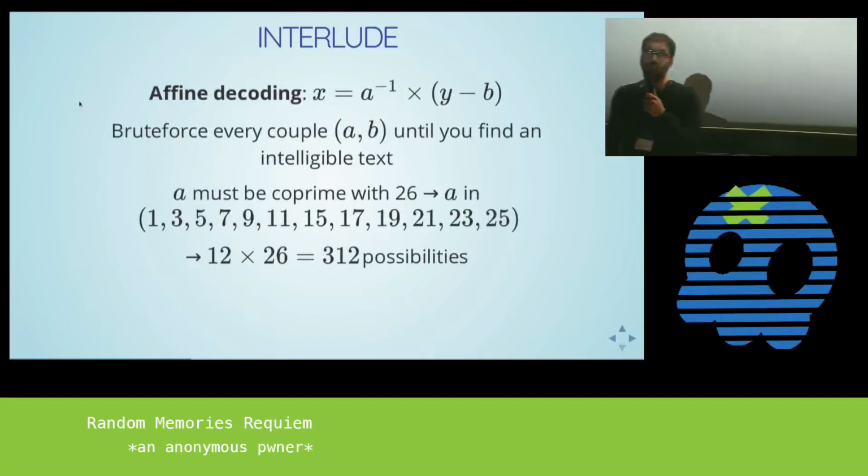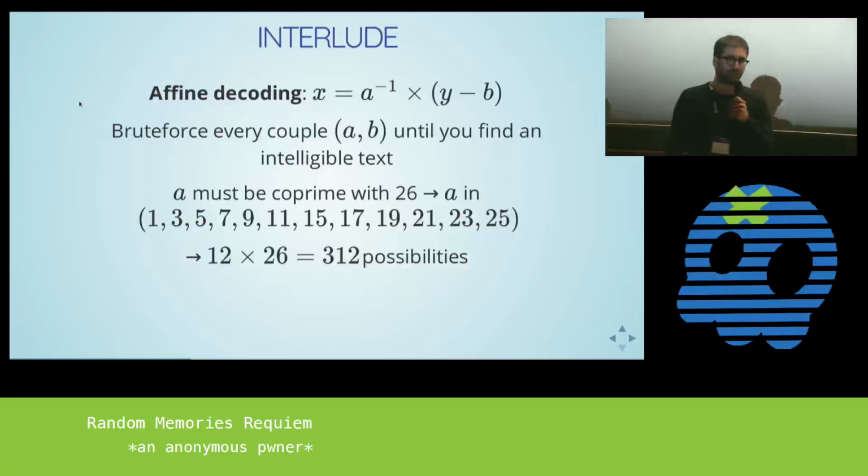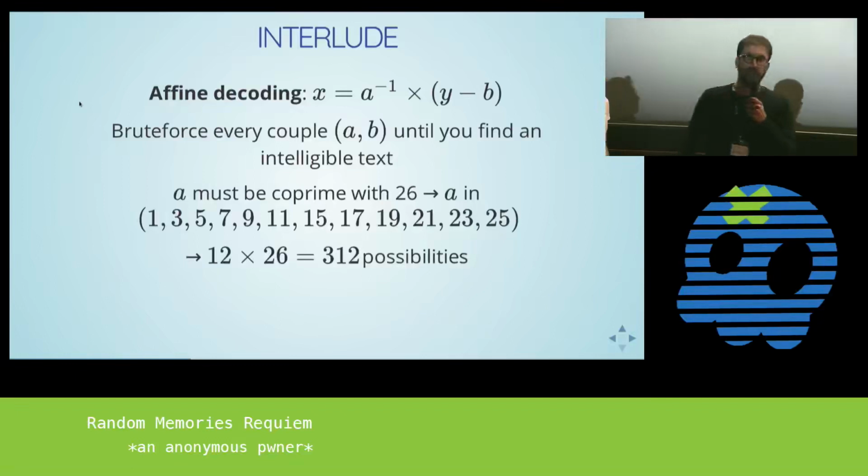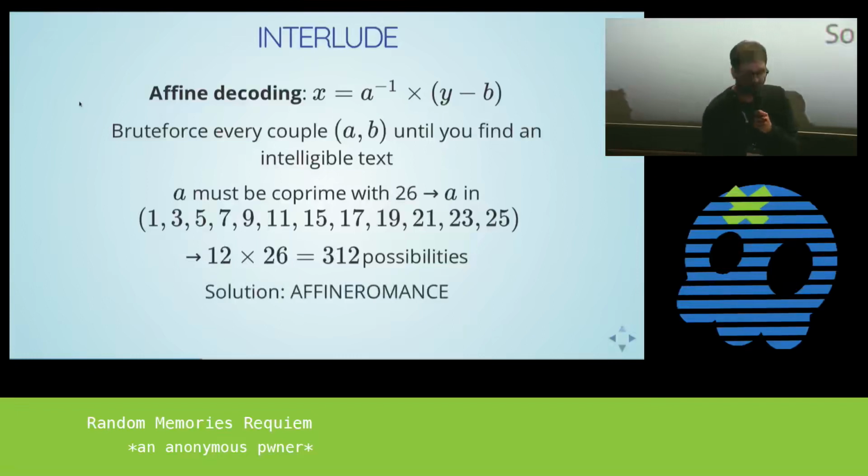For this, you don't know the values of a and b. For b, there are 26 values. For a, there are 26 values, actually only 12 values, because the value of a must be coprime with 26, so that it has an inverse. So you have something like 312 possibilities.